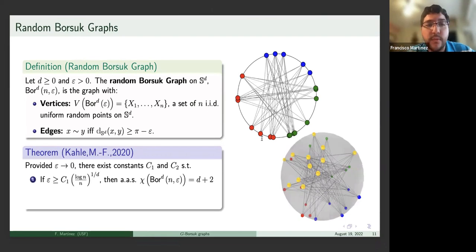This is the one theorem that we were able to prove. If epsilon is greater than some constant times (log n over n) to the 1 over d, then asymptotically almost surely the chromatic number of this random construction is still d plus 2, which was the chromatic number of the whole thing. What if epsilon is smaller than a constant times that threshold? Then asymptotically almost surely the chromatic number is actually less than that, at most d plus 1. So that was one way of thinking about this problem.